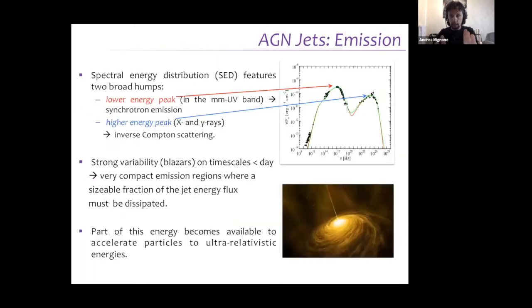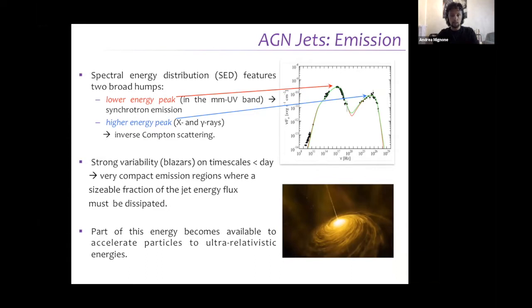Now, if you look at the typical spectral energy distribution of these objects, it is mainly made of two broad humps. One is a low energy peak, mainly in the millimeter to UV band, which is due to synchrotron emission. And then we have a high energy peak in the X-ray and gamma ray band, which is thought to be caused by inverse Compton scattering.